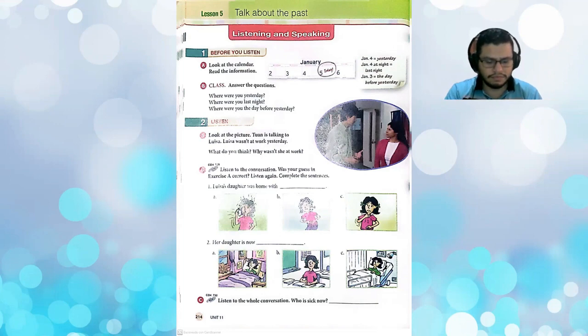Page 214. Listen. Exercise B. You weren't here yesterday. I know. My daughter was homesick. She had a bad cold. Oh, too bad. How is she now? A lot better, thanks. She's back at school.